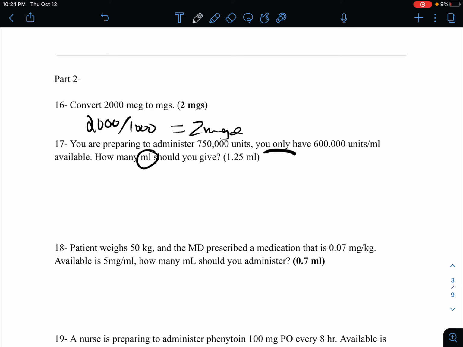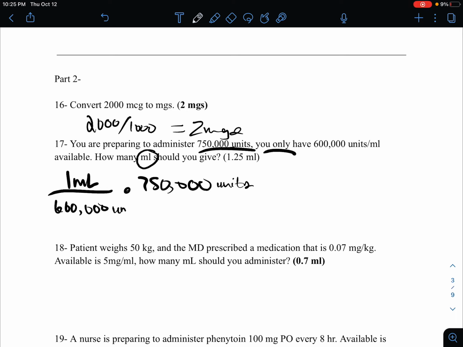What you are looking for, which is milliliters, always goes on top. So it'd be 1 milliliter over 600,000, because this is what you have, and what the doctor ordered, or what you're preparing to administer, goes second. So 750,000 right here. When you do the math, you get 1.25 milliliters, and that will be your answer.